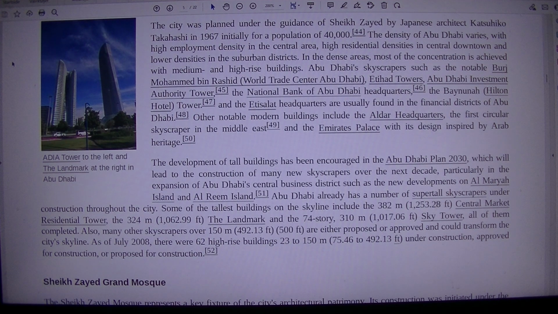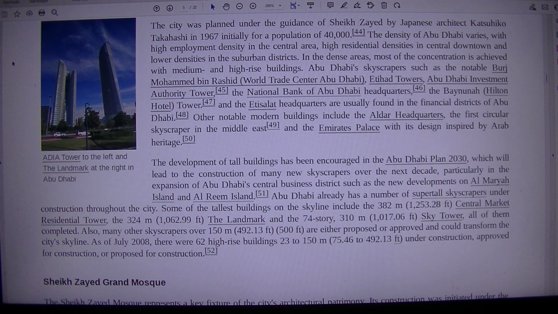The density of Abu Dhabi varies, with high employment density in the central area, high residential densities in central downtown and lower densities in the suburban districts. In the dense areas, most of the concentration is achieved with medium and high-rise buildings. Abu Dhabi's skyscrapers include the notable Burj Mohammed bin Rashid, World Trade Center Abu Dhabi, Etihad Towers, Abu Dhabi Investment Authority Tower, and the National Bank of Abu Dhabi Headquarters.